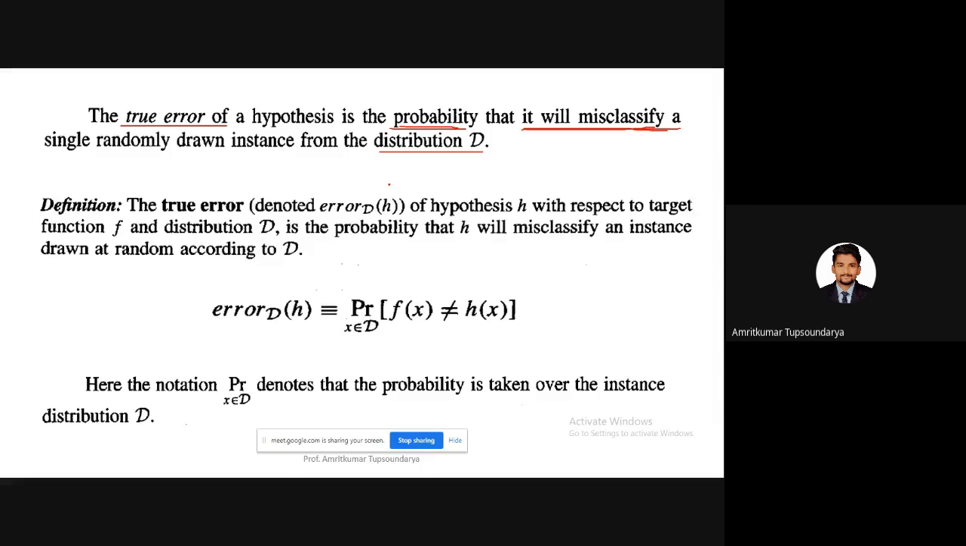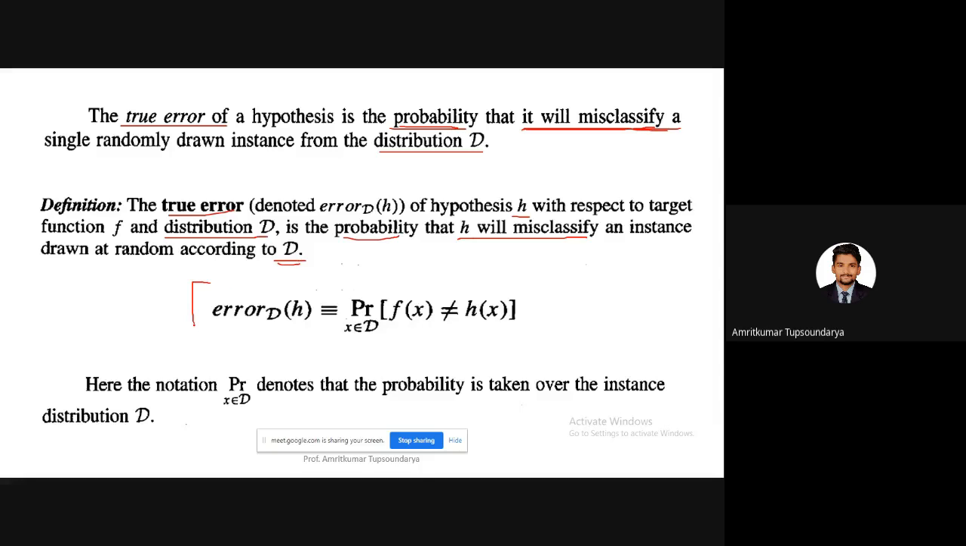So how do we denote it? How do we define it properly and how do we denote it? The true error, denoted as error D of h, of a hypothesis h with respect to the target function f and distribution D, is the probability that the hypothesis h will misclassify an instance drawn at random according to the distribution D.